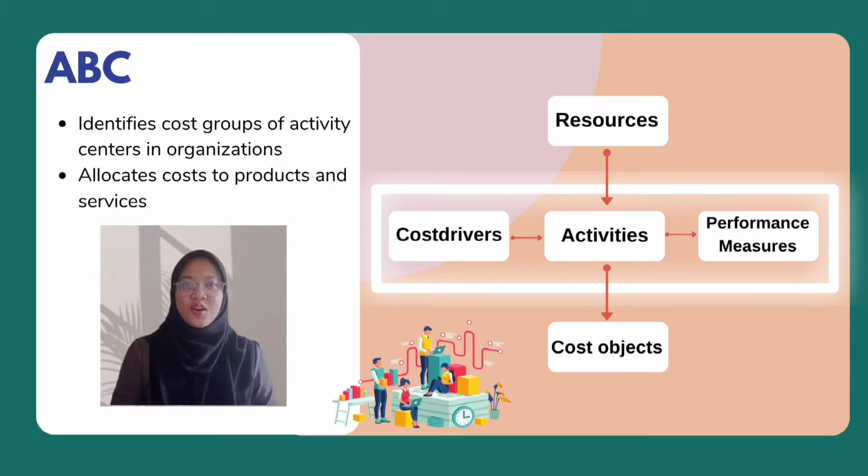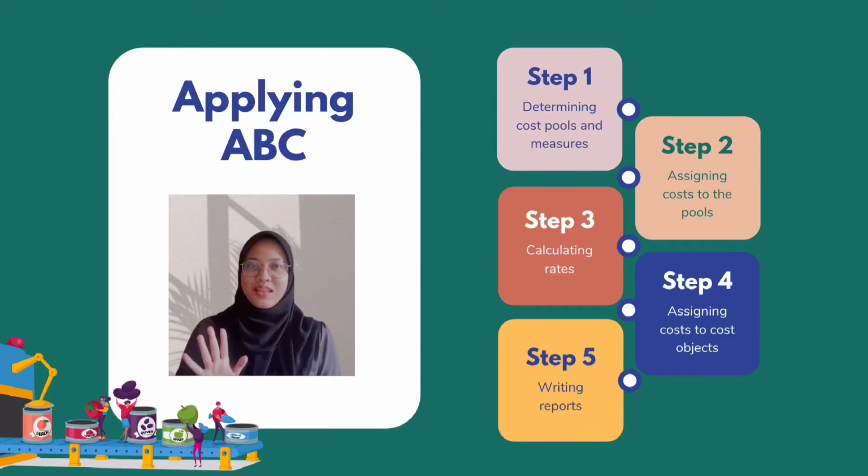ABC identifies cost groups of activity centers in organizations and allocates costs to products and services based on a number of events or transactions that are absolutely necessary in the process to deliver the product or service. There are 5 steps to follow in allocating, calculating, and reporting the cost under ABC. These steps include determining cost pools and measures. Managers need to decide the fundamental activities that drive the cost, and every activity has to have an in-depth analysis.